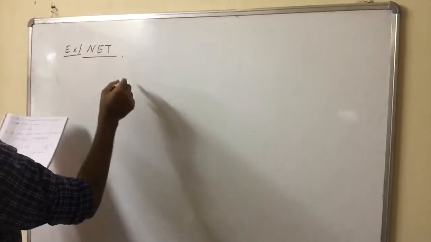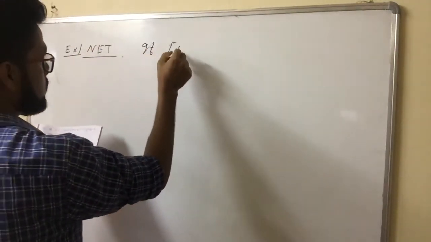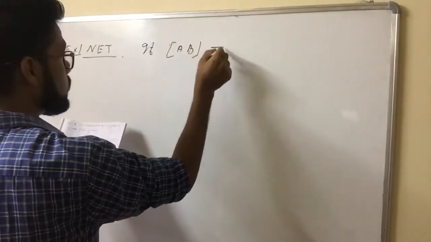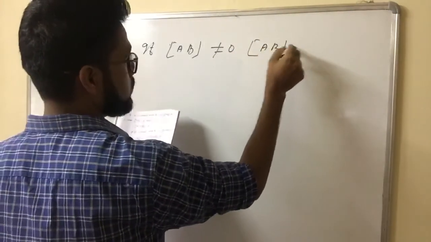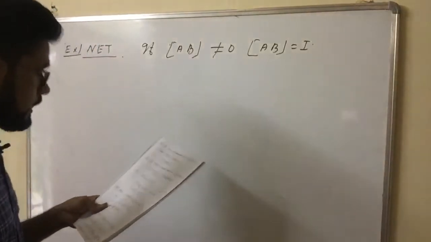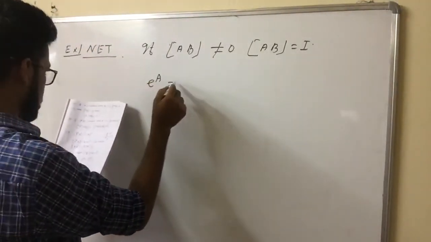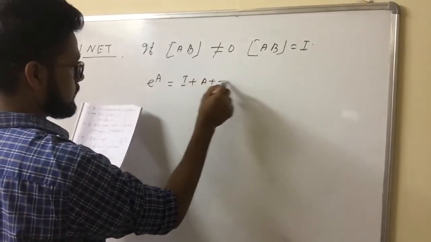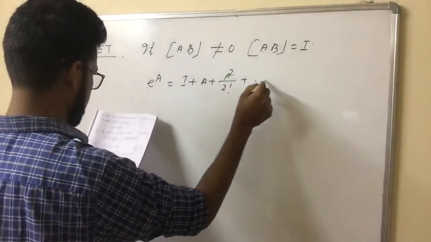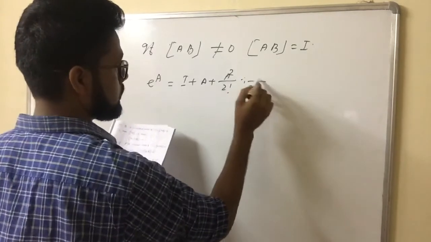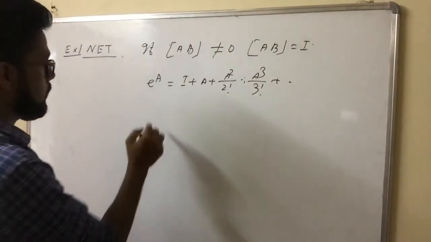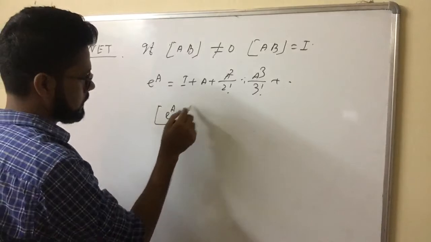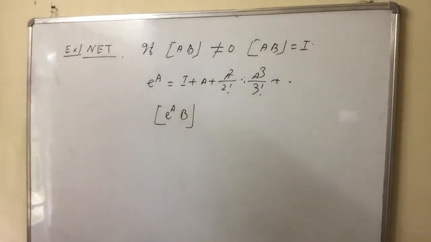So think carefully. Read the question carefully: if A B is not equal to 0, and A B equal to I, a unitary vector, and e to the power A equals I plus A square by factorial 2 plus A cube by factorial 3 and so on, find the value of e to the power A B. How will you find it? You have to find this value.